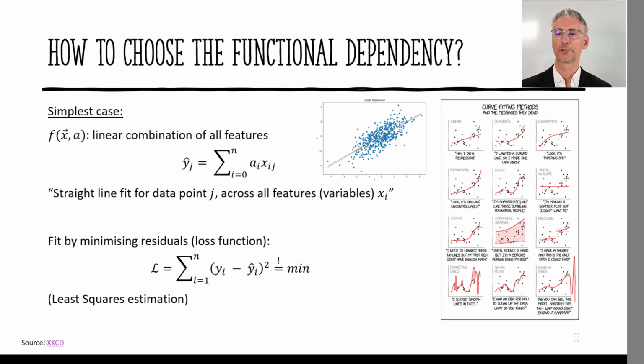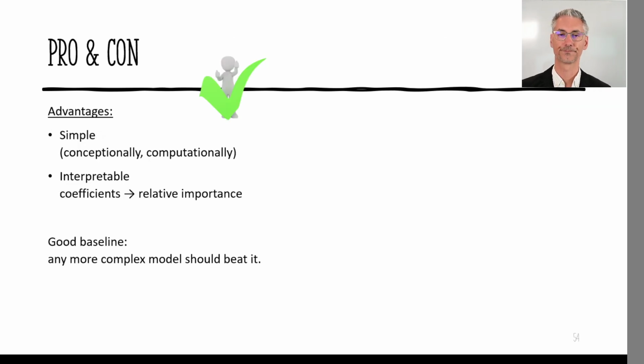So how do you choose the functional dependency? The simplest, as we just said, is the linear combination of all features. For some variables, you give them a coefficient and have a linear combination of them. Essentially, this is a straight line through all features, and depending on your data, this may or may not work well. You do this by minimizing the residuals between the observed value in your training data and the predicted value.